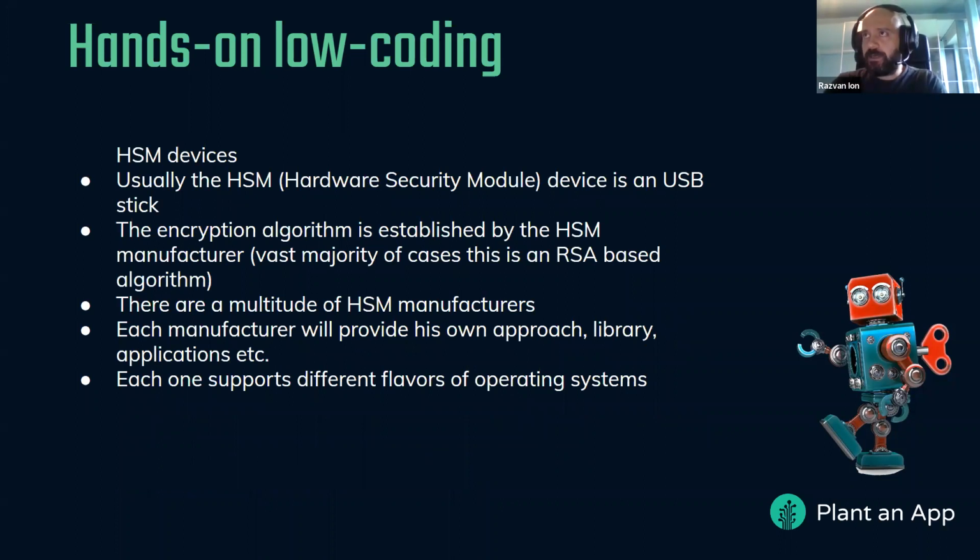So HSM devices, what are these? The shortcut comes from hardware security module. Essentially, most of the time, it's just going to be a USB stick. It usually has in there the private and the public key pair, and some libraries from the manufacturer of the USB stick, and maybe some sort of applications from them. As I mentioned before, the encryption algorithm is established by the HSM manufacturer. There are a multitude of HSM manufacturers, so there will be many manufacturers of this kind of USB sticks.